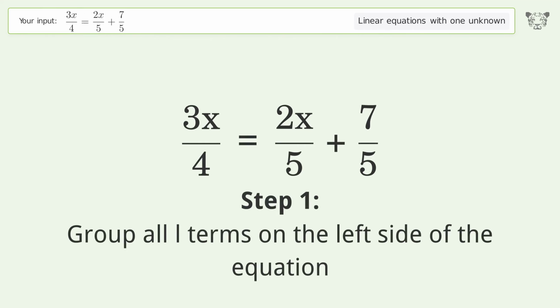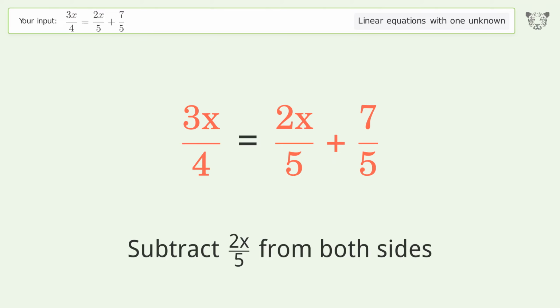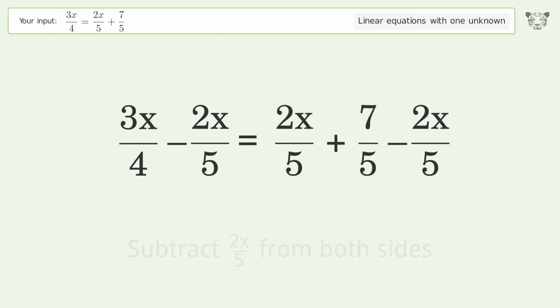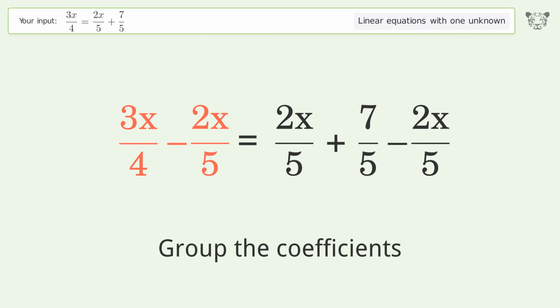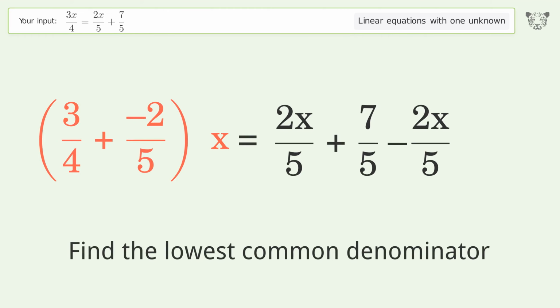Group all x terms on the left side of the equation. Subtract 2x over 5 from both sides. Group the coefficients. Find the lowest common denominator.